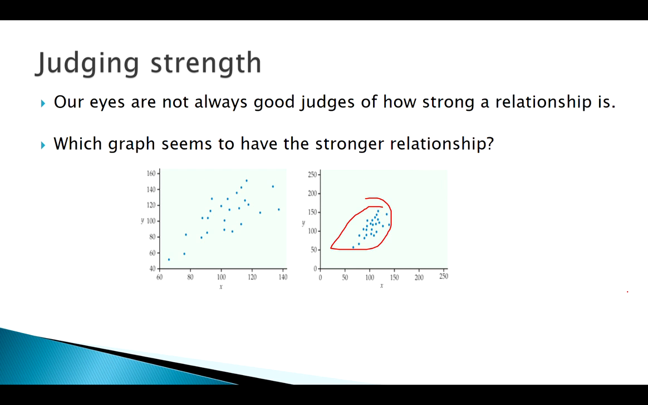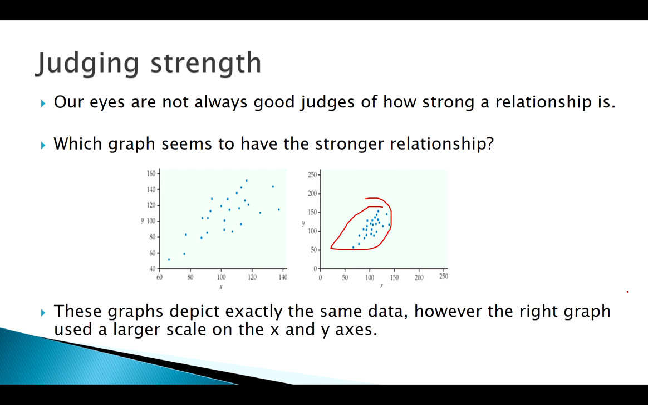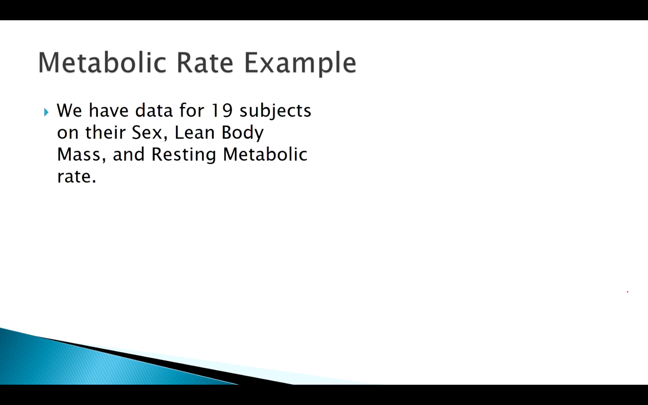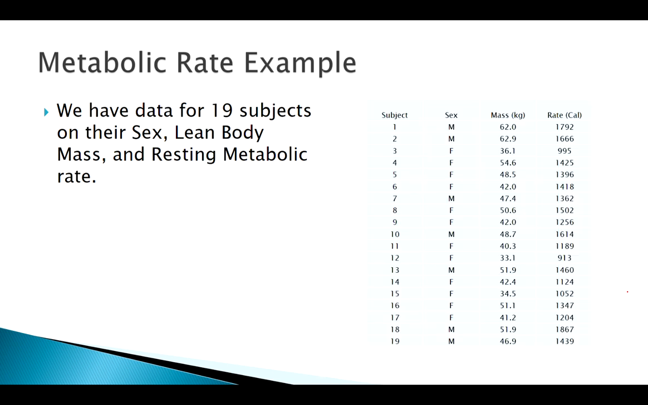But look closer. Both of these graphs actually show the same data. We just zoomed in on the one on the left, zoomed out on the one on the right, and played around with the axes. Scatter plots are very easy to misinterpret or maybe play tricks on us. I want to show you another example of that. So here's an example of metabolic rate: 19 people, their resting metabolic rate, their body mass, and their gender.